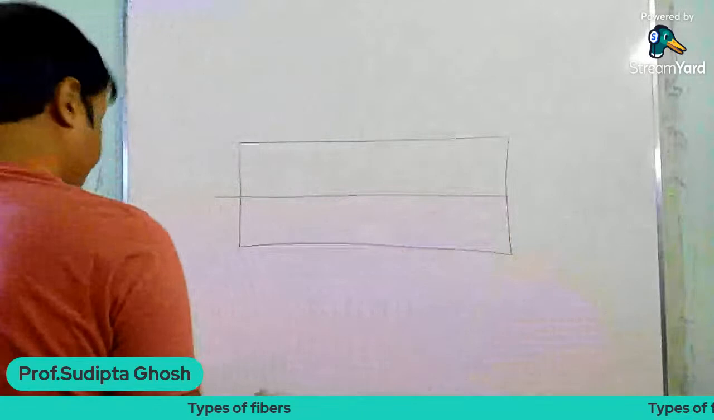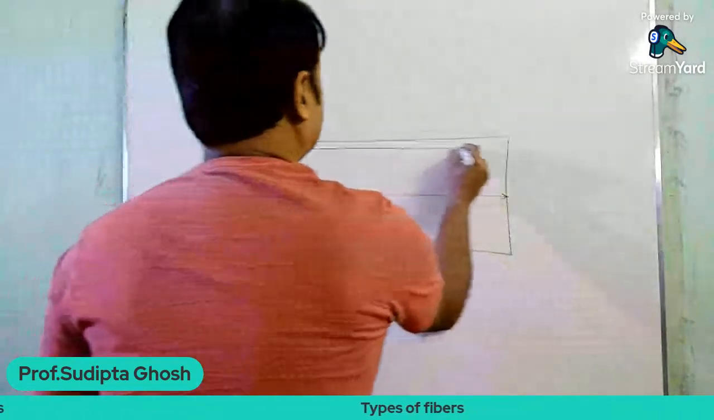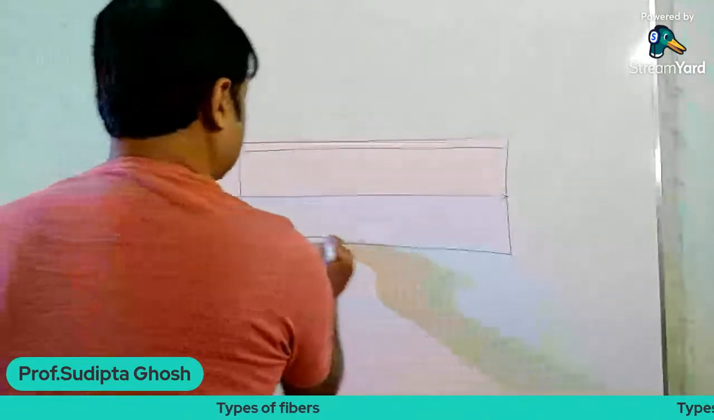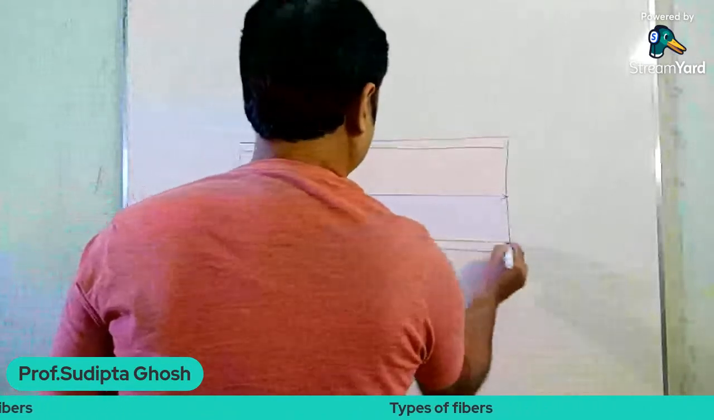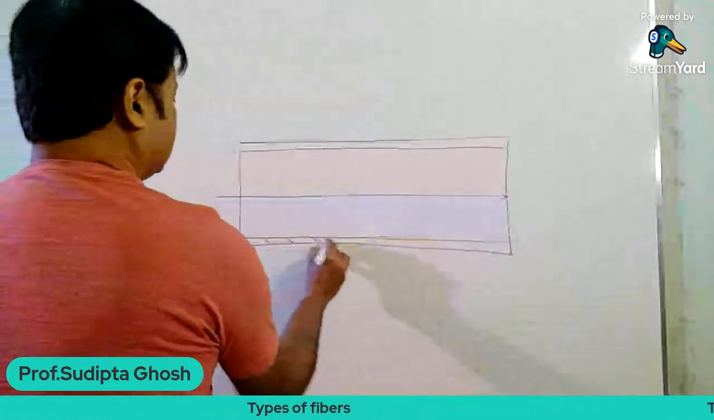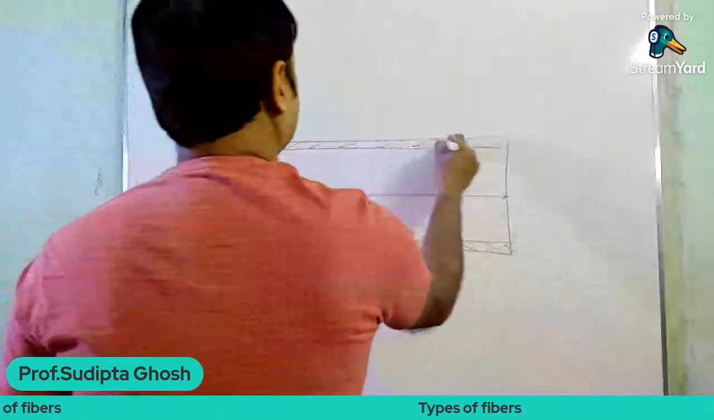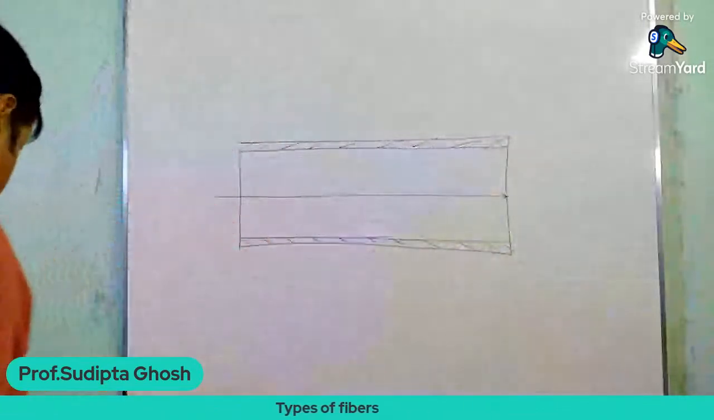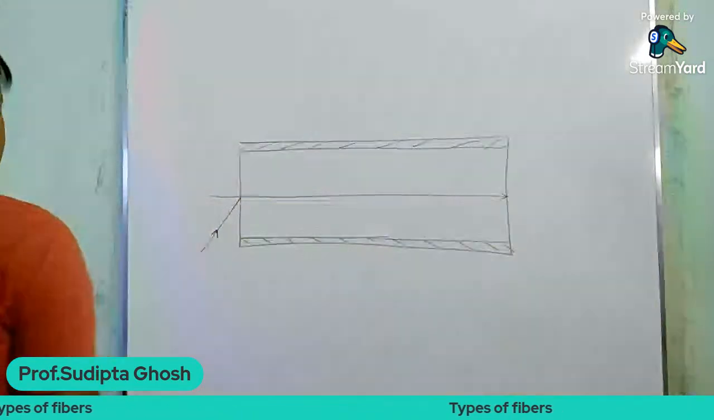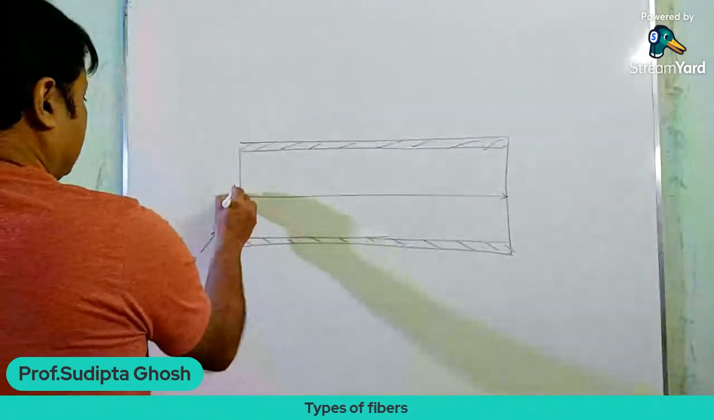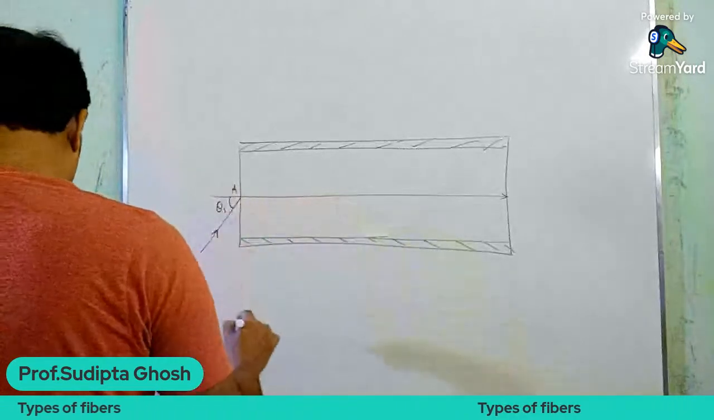Let's consider this is the axis and this one is the cladding. This is the cladding part of the fiber, and the rest of this is the core. Now if a ray enters here, let the point be A and the angle of incidence be θ1.